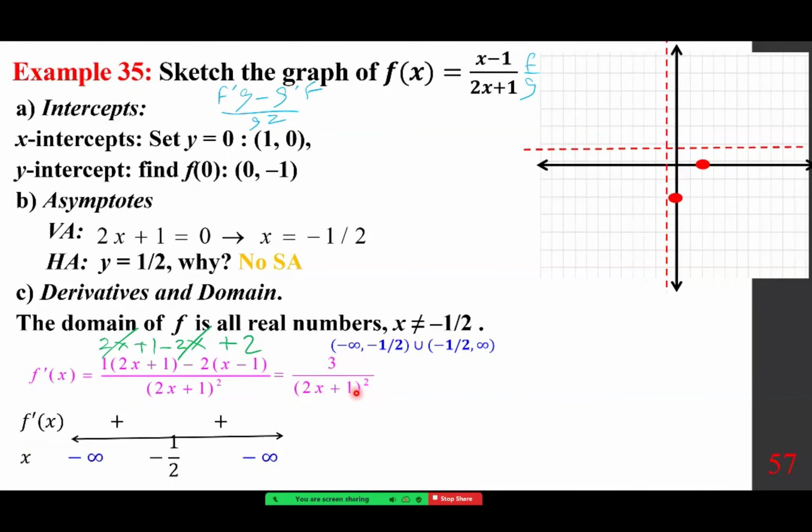So this is always positive. You look at the bottom. The bottom is always positive, except when it becomes 0 at x equals negative 1/2. So you can right away say it's from negative infinity to negative 1/2 union negative 1/2 to infinity. So right here you're done, okay? Because it's always positive except at x equals negative 1/2. If you were to do the sign graph at negative 1/2, this is undefined, everybody.